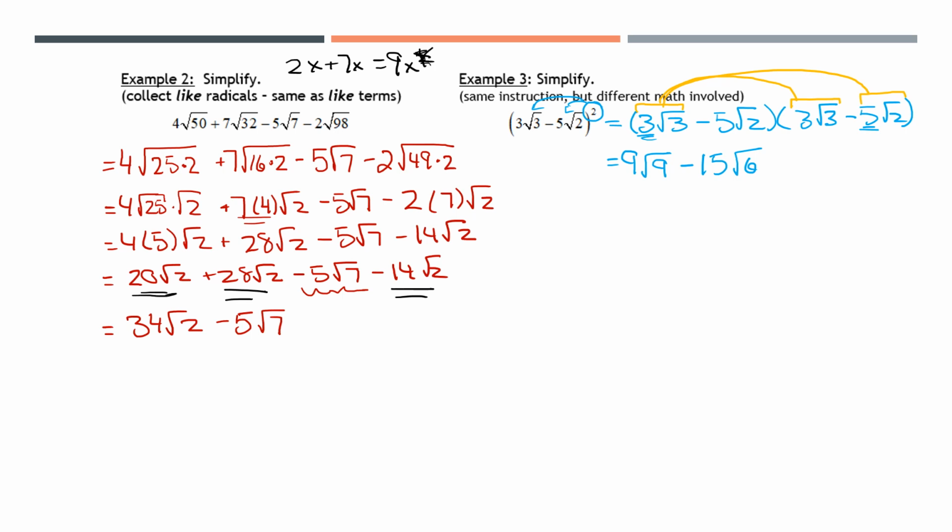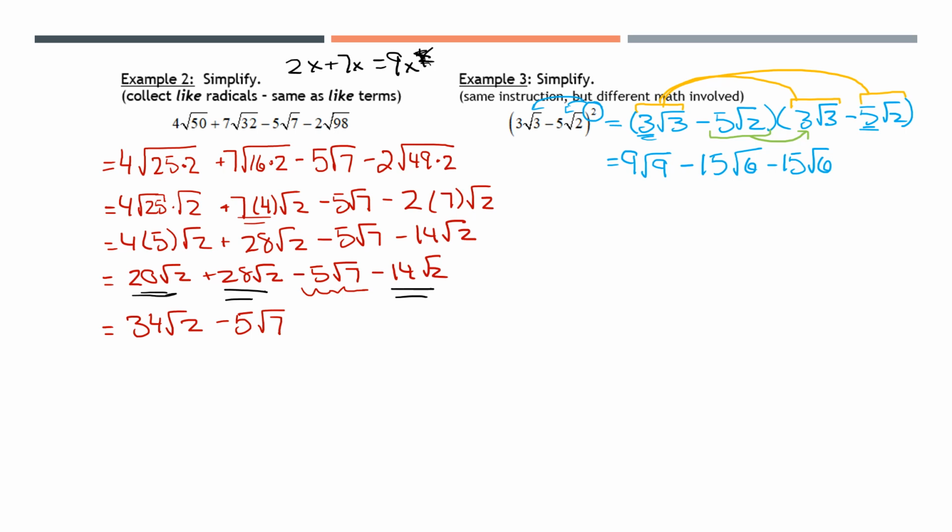Next, we're going to go to the other terms. Let me switch colors here. So now I need to take this negative 5 root 2, and it needs to get multiplied into both parts of this bracket. What do we get when we multiply the first parts there? So I'm going to get negative 5 root 2 times 3 root 3. Integers times integers. Negative 5 times 3 is going to be negative 15. Root 2 times root 3 is going to be root 6. So that's another negative, or subtract 15 root 6.